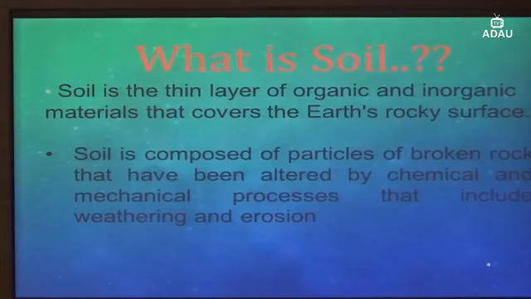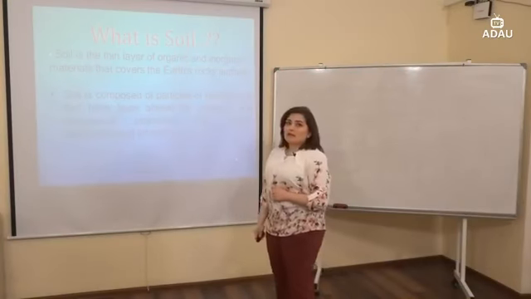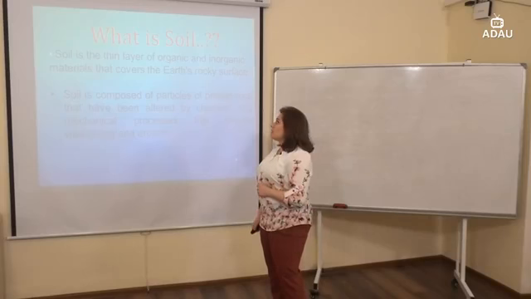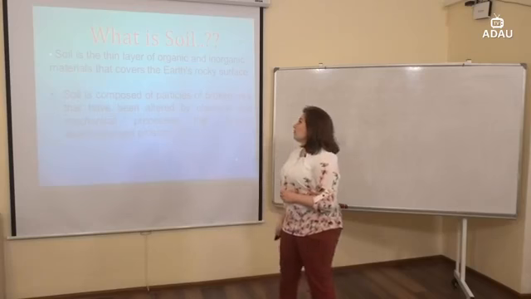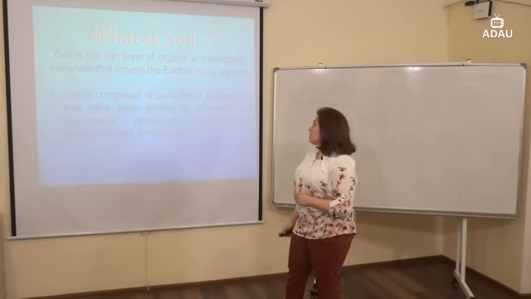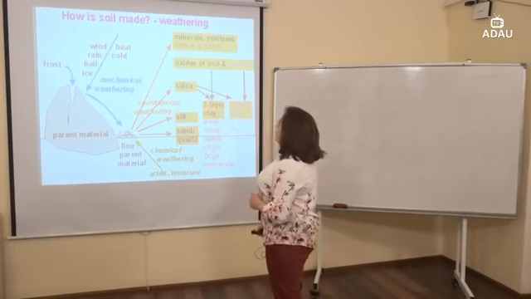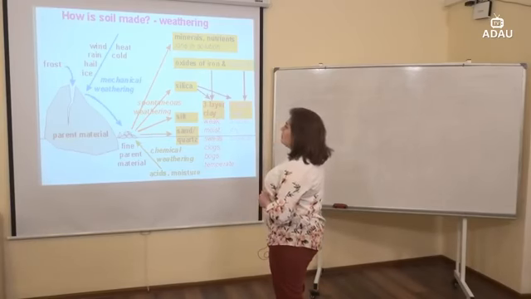What is soil? Soil is a thin layer of organic and inorganic materials that covers the Earth's rock surface. Soil is composed of particles of broken rock that have been altered by chemical and mechanical processes that include weathering and erosion. How is soil made? Okay, we know that it is weathering.